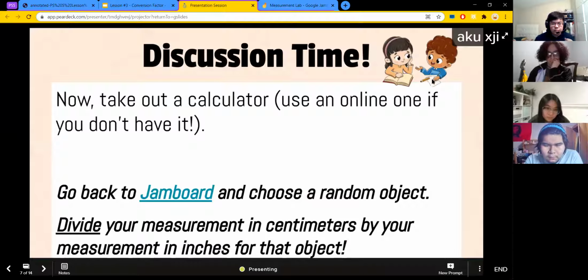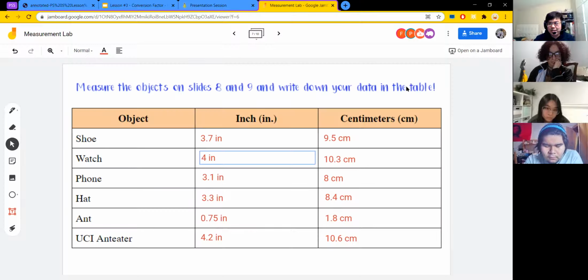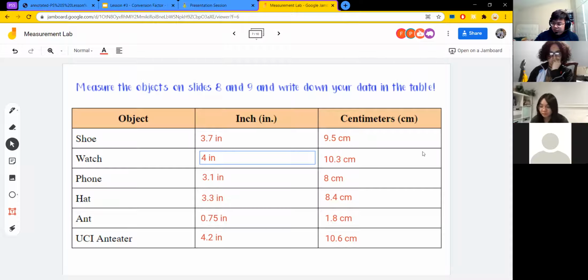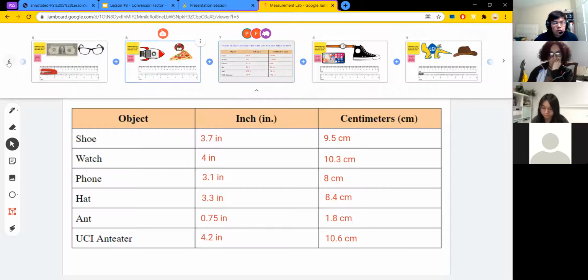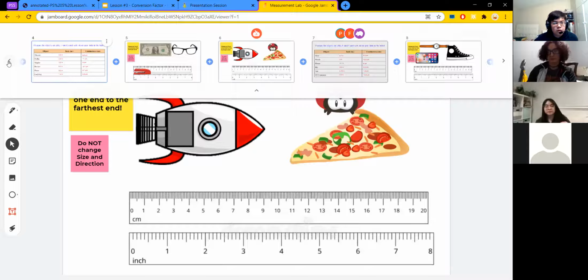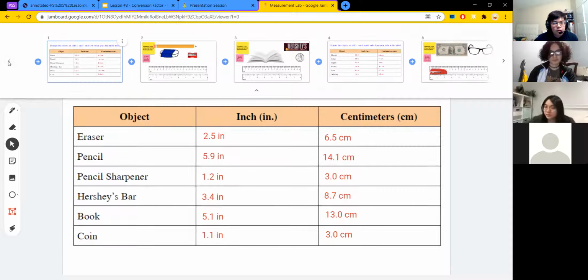You don't have to go into breakout rooms. Just do it here and see what you get. I'll ask each person what their object was and what they got their division to be. So just take like a minute to do your division. Set my timer. You can do more than one object if you want to. Okay.